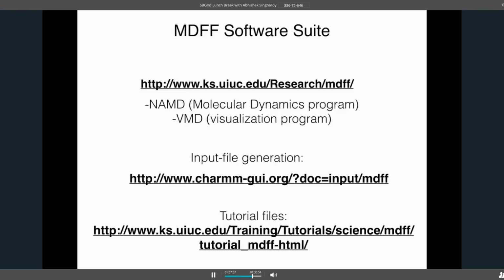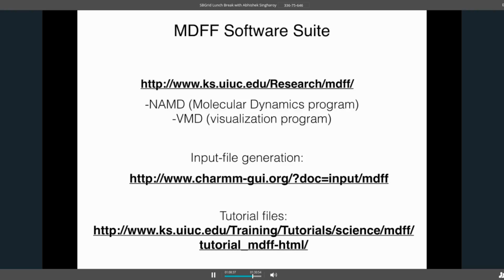Then you have to generate input files. Nowadays we have a very nice website which generates the input files for you. You go to this website called charmgui.org, choose MDFF, or there's an xMDFF version, and you upload your diffraction data file or your cryo-EM data file, and the PDB structure of the initial model that you want, and then you keep hitting some buttons on that website. The website will start generating files that are required to run MDFF and xMDFF. The output will be a folder that contains all the necessary input files.